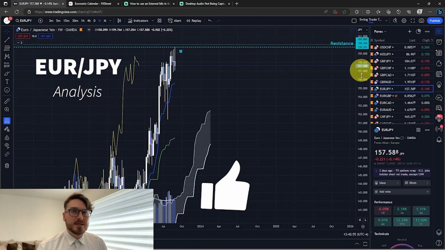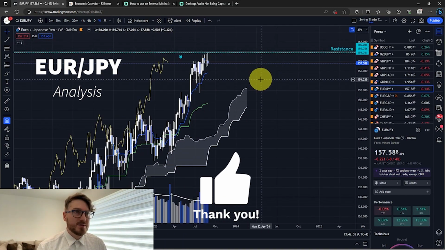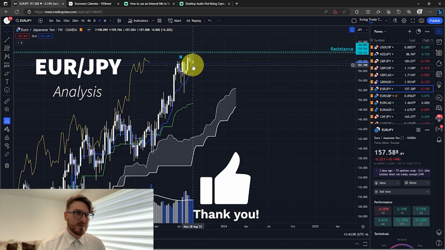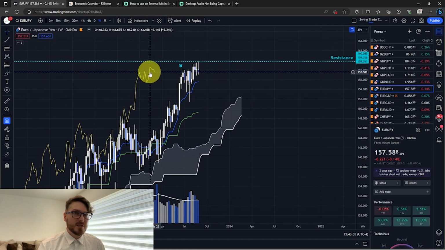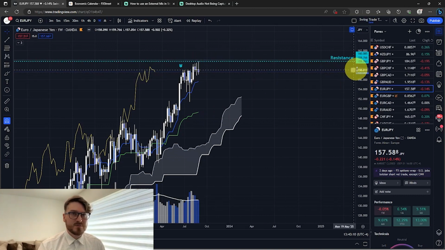Okay, next guys, this is Euro, Japanese yen. Price is bullish above the Tenkan-sen, Kijun-sen. Clouds pointing up, everything's pointing up. Chico span's above the candles. But we're getting a lot of resistance here at this level. This is 159.761 level.